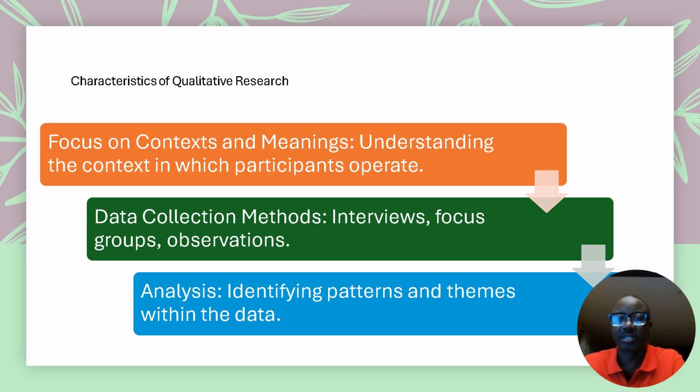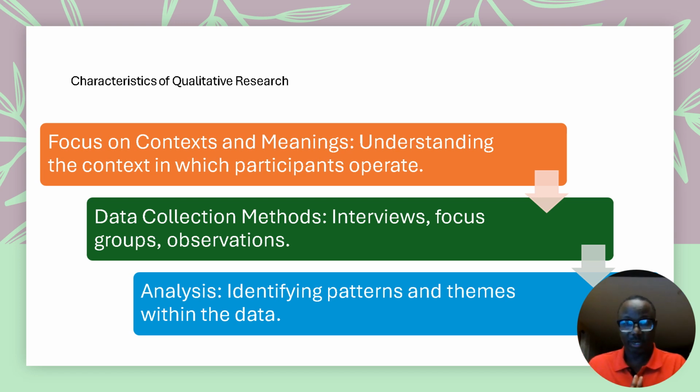Characteristics of qualitative research. One, qualitative research focuses on context and meanings, understanding the context in which the participants operate. Data collection methods are interviews, focus groups, and observations. Analysis involves identifying patterns and themes within the data.